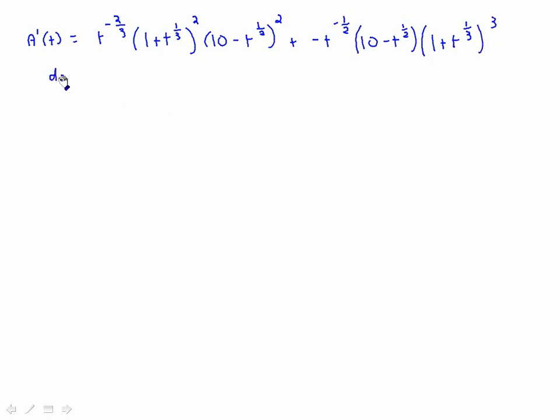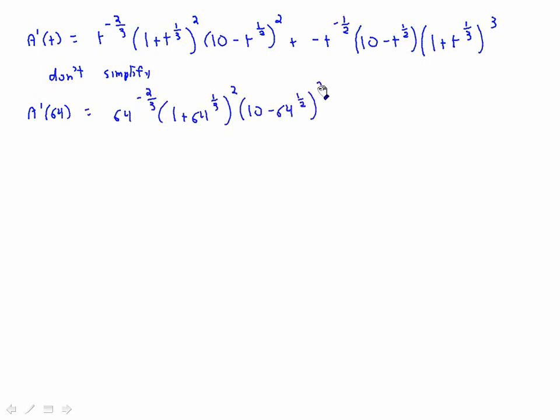And don't simplify. Normally you would be factoring out the terms, but I'm not going to bother. I'm going to go a prime at 64 is equal to 64 to the negative 2/3 multiplied by 1 plus 64 to the 1/3 squared multiplied by 10 minus 64 to the 1/2 squared, minus, the plus or minus changes to a negative, 64 to the negative 1/2 multiplied by 10 minus 64 to the 1/2 multiplied by 1 plus 64 to the 1/3 cubed. Now I know you're thinking out there, why not just punch it into your calculator now? And you can. In fact, it's a fine way to do it. I'm going to work out each term individually and then multiply, but that's just my preference.